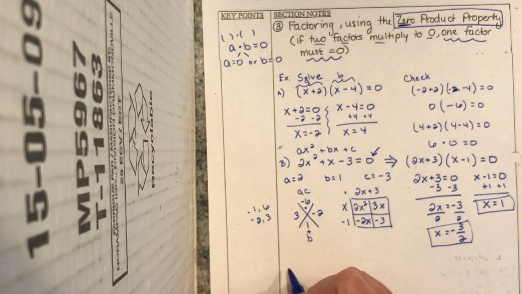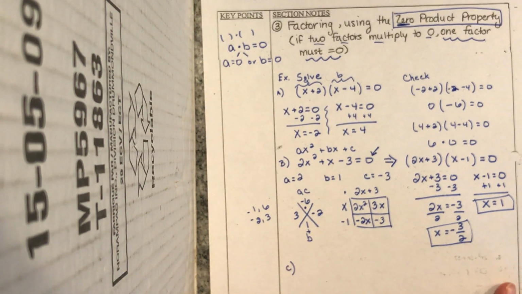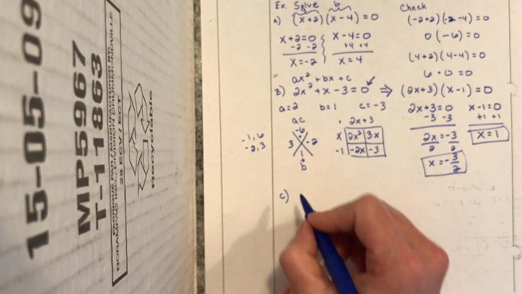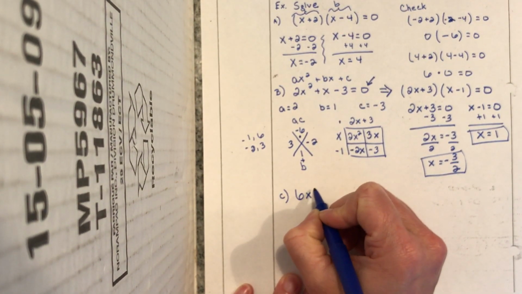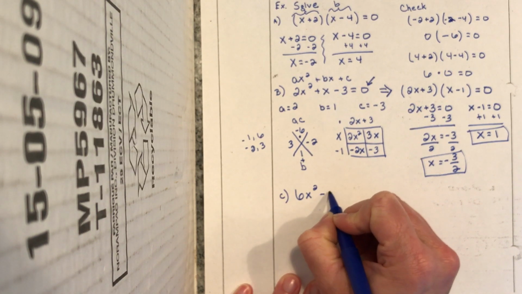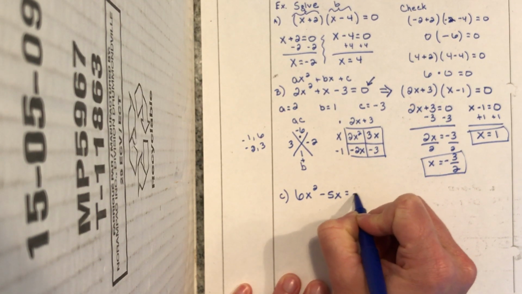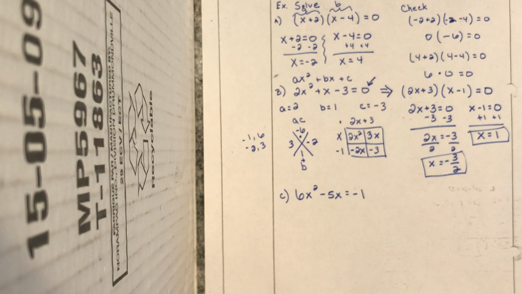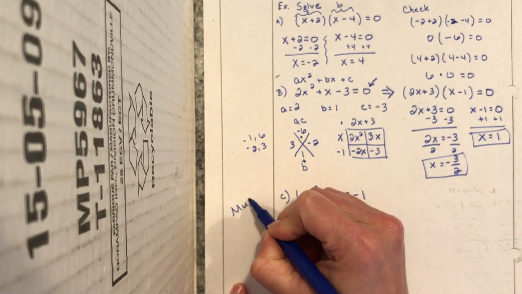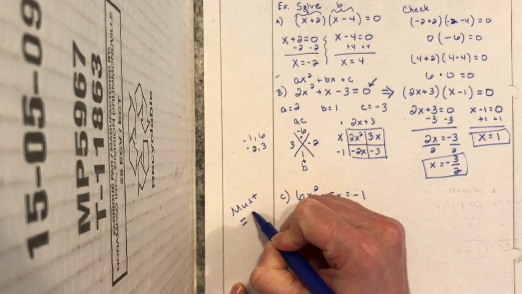Okay, our last example. What happens if it doesn't equal 0 to start with? So I have a quadratic equation, but it doesn't equal 0. The only way to solve a quadratic is for it to equal 0 to start with. Must equal 0.